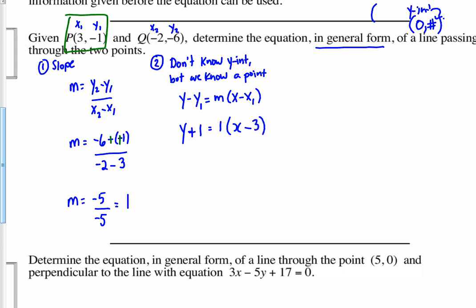Y plus 1 equals my slope of 1 times x minus 3. All right, so now that we actually have an equation, we can go and actually change it to general form. What would be my first step? Yeah, get rid of the brackets. Now, if we multiply everything by 1, does it change? No, but we can get rid of those brackets. Y plus 1 equals x minus 3. Now what? Subtract y, want everything to one side.